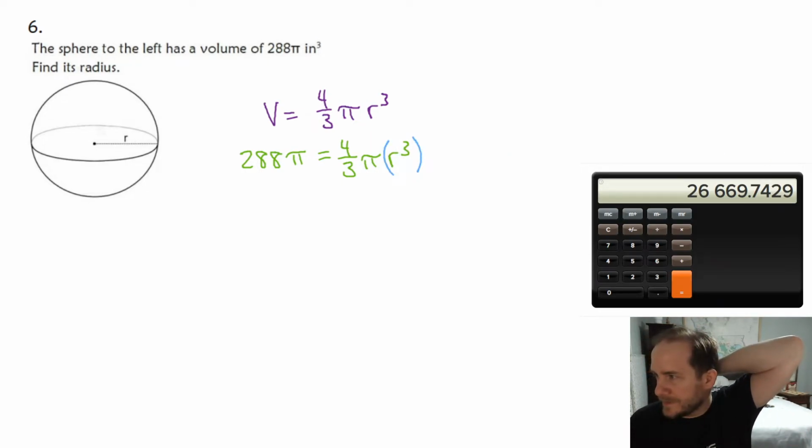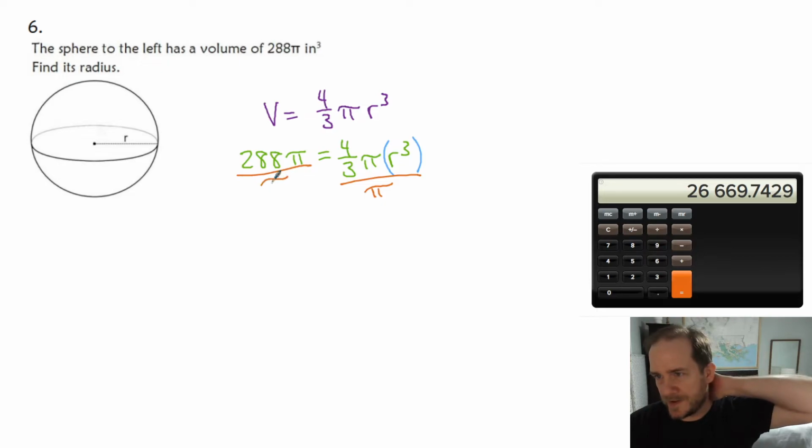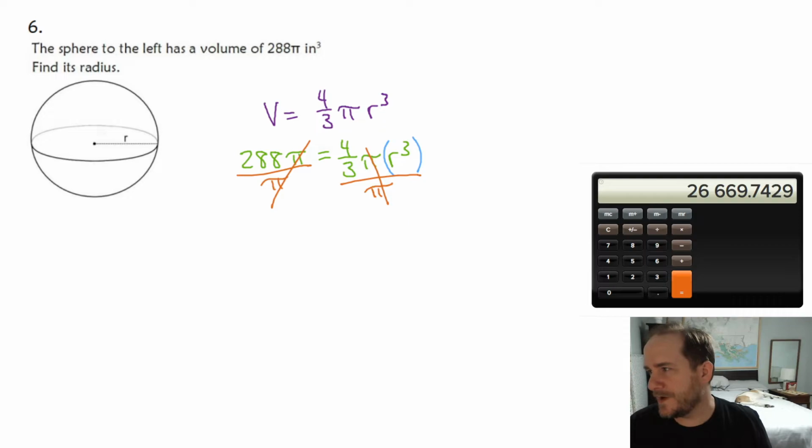And getting r alone seems to mean dividing by pi first. That's always easy, so let's divide by pi. That'll cancel the pi's and bring us to 288 equals 4/3 times r cubed.